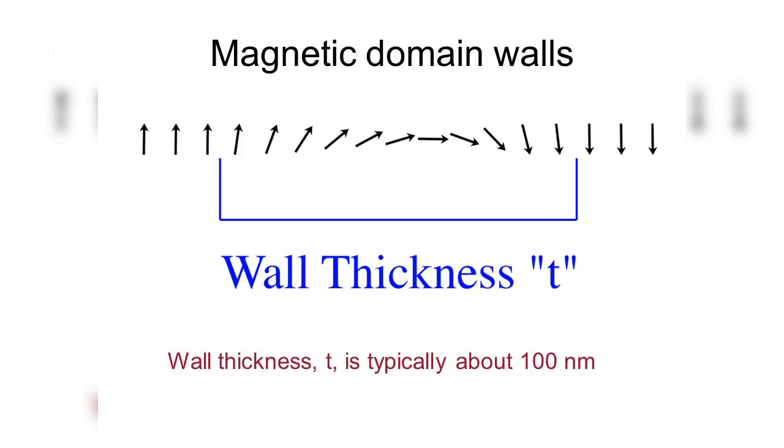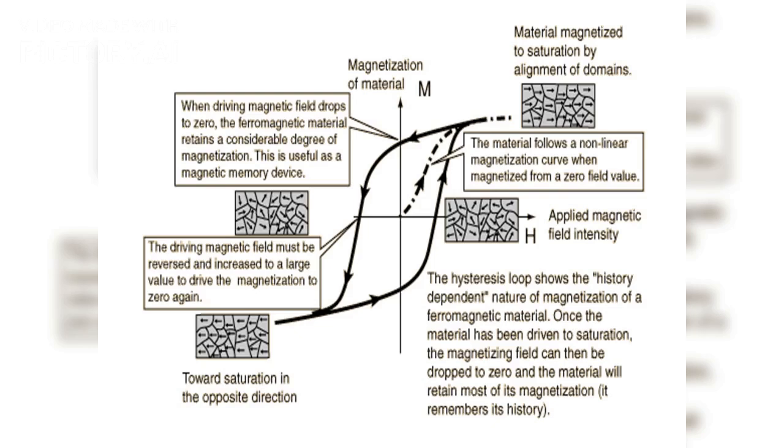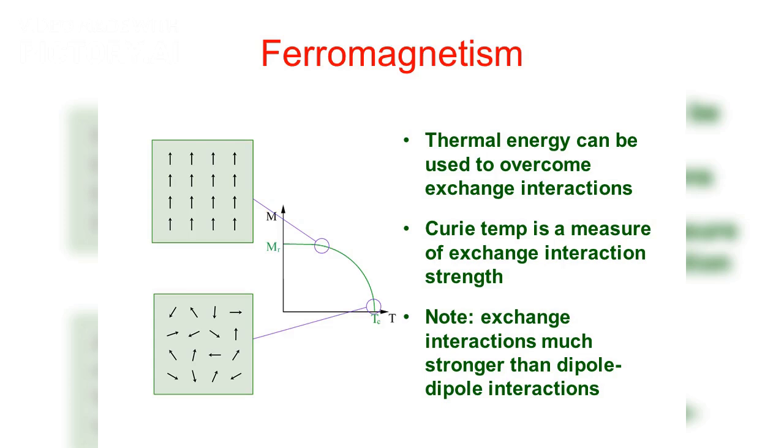Magnetic domain walls have a typical thickness of about 100 nanometers, playing a crucial role in the behavior of magnetic materials. The magnetization process involves aligning domains with the applied magnetic field, and the hysteresis loop shows the history-dependent nature of this process. Thermal energy can overcome exchange interactions in ferromagnetic materials, with the Curie temperature indicating the strength of these interactions.